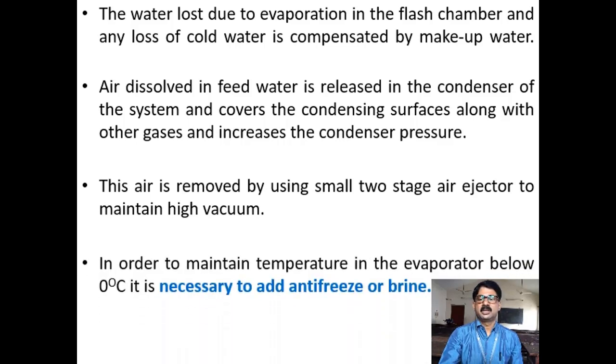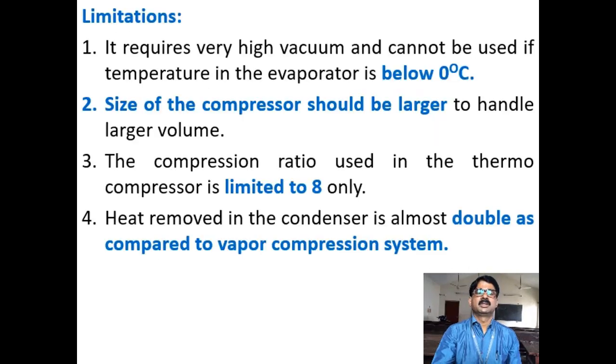In order to maintain temperature in the evaporator below 0 degrees Celsius, it is necessary to add antifreeze or brine. Suppose you want the temperature of water to be below 0 degrees Celsius in the evaporator, then you would add antifreeze or brine solution. Now the limitations of this steam jet refrigeration system: it requires very high vacuum, and cannot be used if the temperature in the evaporator is below 0 degrees Celsius.